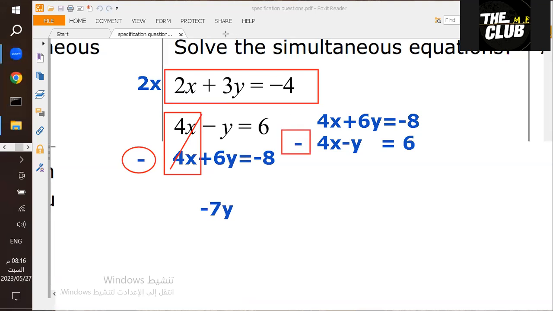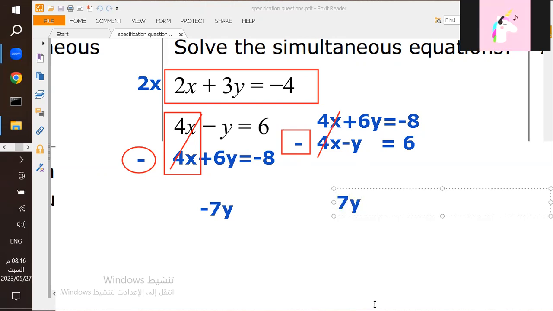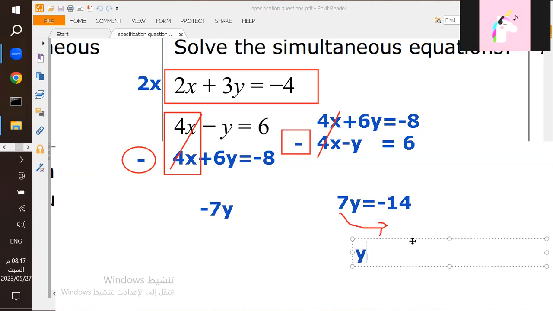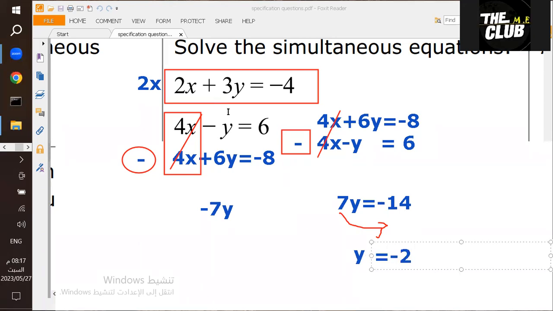So you say 6 minus y. So that's going to be positive 7y, right? 6y minus y is 7y. 7y equals negative 8 minus 6, which equals negative 14. You see this? What's next? Take 7 to the other side. Negative 14 divided by 7 is negative 2. This is y.